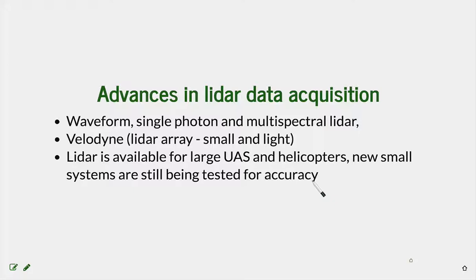From the point of view of UAS, the light and the different technology is really important, and that's the LiDAR array. These LiDAR array-based technologies allow us to build small and light LiDARs, which can be mounted on smaller unmanned aerial systems. So currently, LiDAR is available for large UAS and for helicopters with pretty high accuracy. For the small UAS platforms, the systems are still lacking in terms of accuracy, but recently some new platforms were released where the LiDAR is supposed to have higher accuracy, but that still remains to be seen.